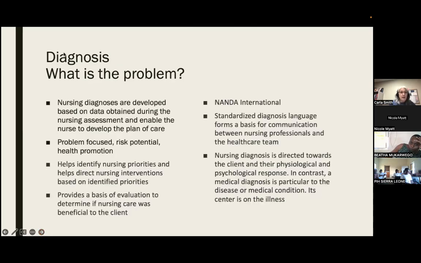So when we look at the diagnosis, our nursing diagnosis helps us identify what is the problem. Nursing diagnoses are developed based on data obtained during the assessment, and they help us drive and develop that plan of care. A nursing diagnosis can be problem focused, it can be a risk potential, it could be a health promotion, and it helps us set priorities for our nursing interventions.